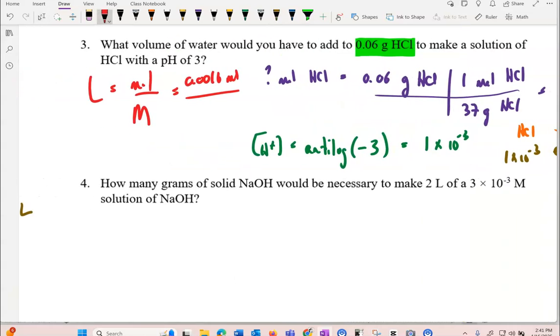So now we have our molarity, 1 times 10 to the negative third. And remember that molarity is simply moles over liters. So I'm going to say 0.0016 divided by 1 times 10 to the negative third. And I get 1.6 liters. Quite a lot going on in that one, but all stuff you know how to do.